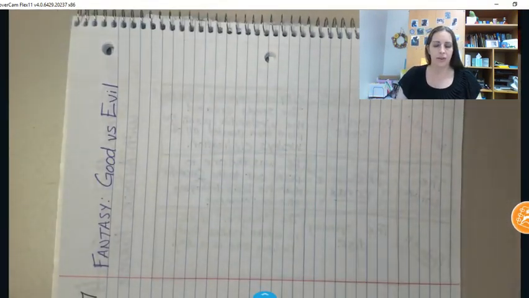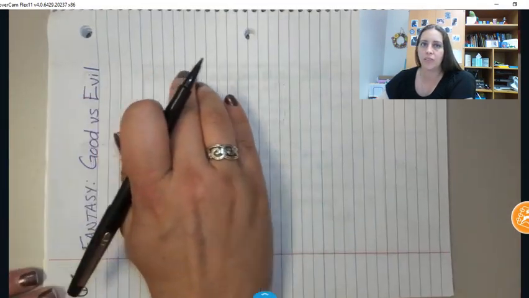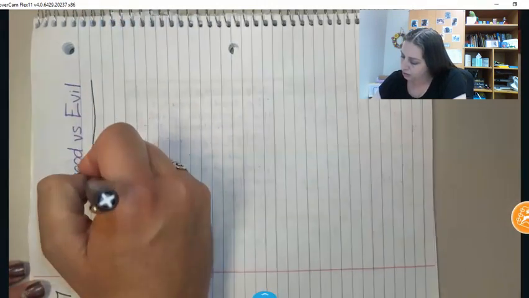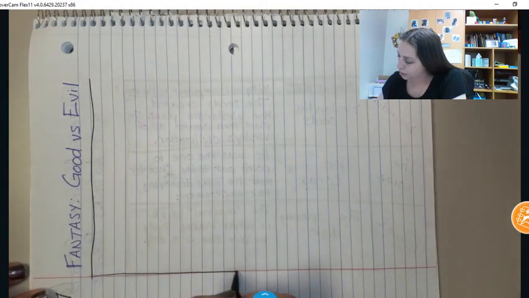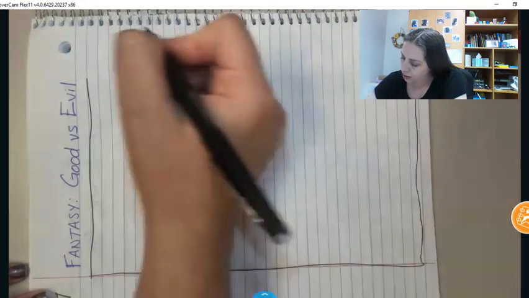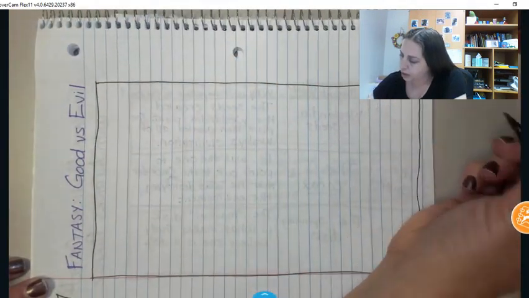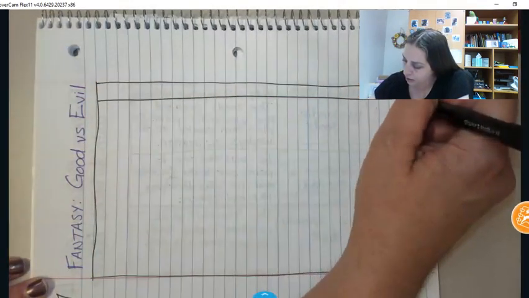Move my stuff out of the way here. You're going to flip your notebook as usual. I'm going to find that nice faint red line that I've got going right here, and I'm going to go from red line to red line, all the way down, bring it up to that faint red line. That way I know where my box is. Now I'm going to make a nice thin, skinny section right here.